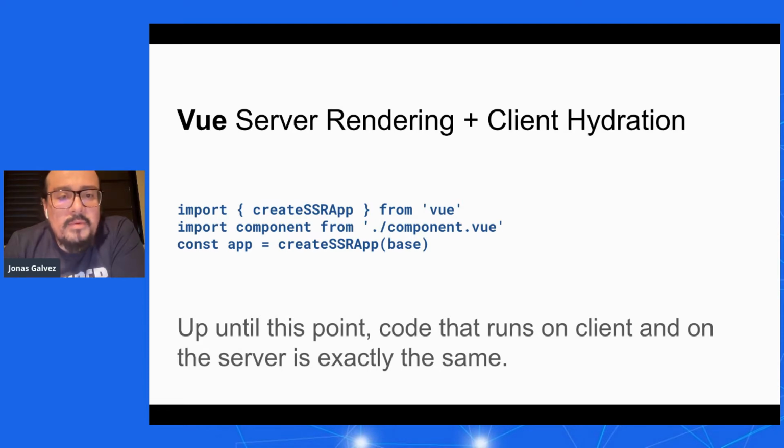Here we have an import for a createSSRApp function, which creates this special kind of app object that's SSR capable for Vue applications. Then we import the component. Actually, this is a typo: where you see base here, it should be component. Basically, we create an app object out of the component that we imported using createSSRApp. So up until this point, the code is exactly the same.